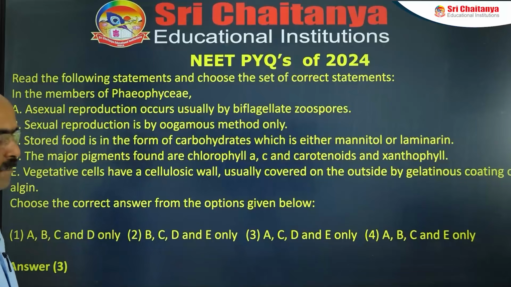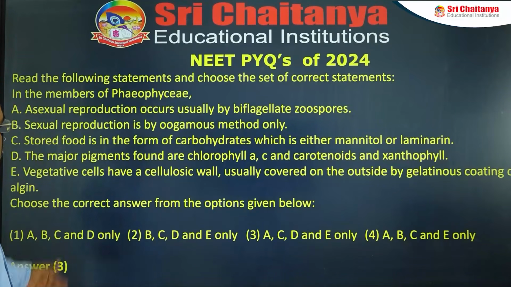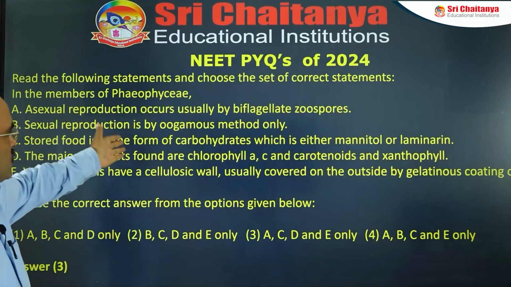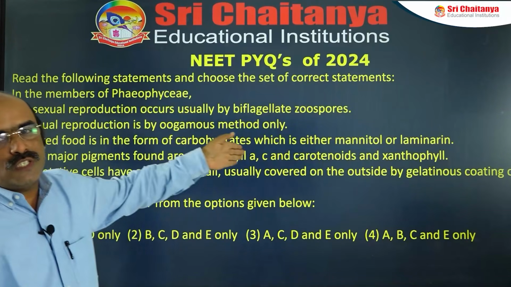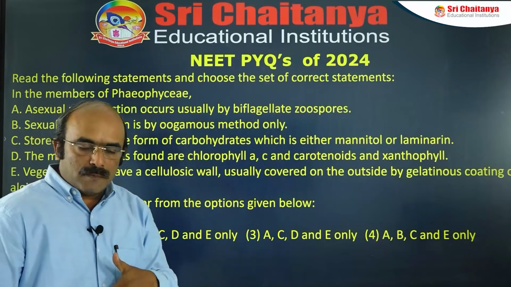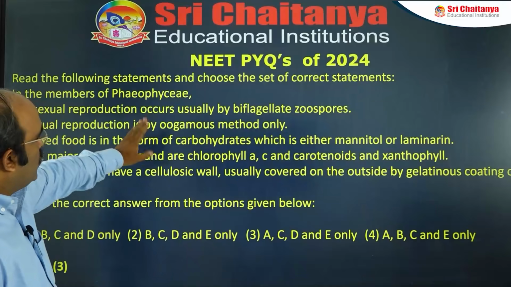Now, which is the correct one? When you look at all these statements, regarding sexual reproduction, the fusion types are 3 types. You could observe from the simplest method, iso, to oogamous, all 3 varieties, but it is given as only oogamous.